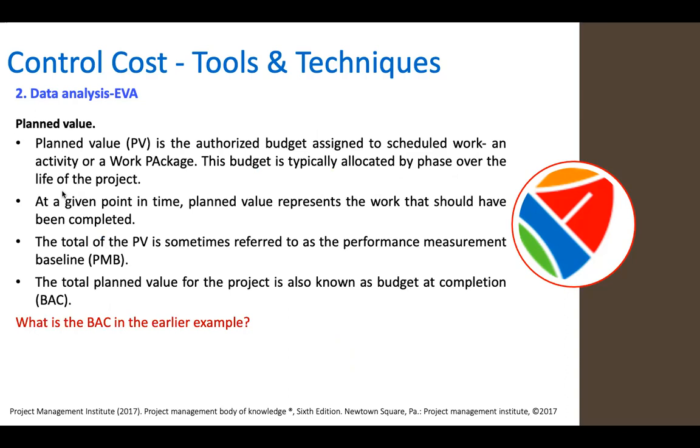You know that plan value is the authorized budget assigned to the scheduled work, the activity or work package. This budget is typically allocated by phase over the life of the project. At a given point in time, plan value represents the work that should have been completed. The total value of the plan value, PV, is sometimes referred to as the performance measurement baseline, PMB, and the total plan value for the project is also known as budget at completion, BAC.